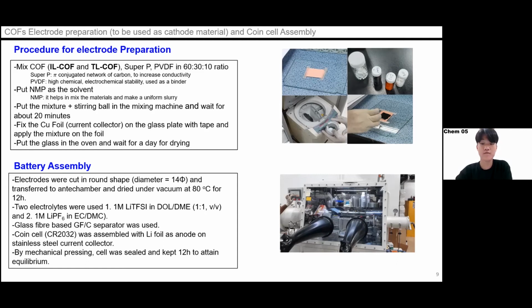Now we are going to make two lithium-ion batteries with different electrolytes and solvents, which are 1 mole lithium TFSI in DOL/DME and the other is 1 mole lithium PF6 in EC/DMC. We use a glass fiber-based GFC separator with outer cap, spring, and separator, and COF-coated copper cathode and lithium foil on the stainless steel as anode. We can make a coin cell. Lastly, by mechanical pressing, the cell was sealed and kept 12 hours to attain equilibrium.